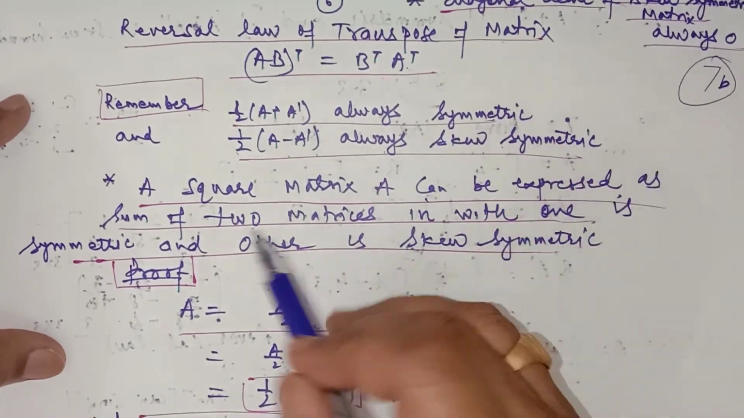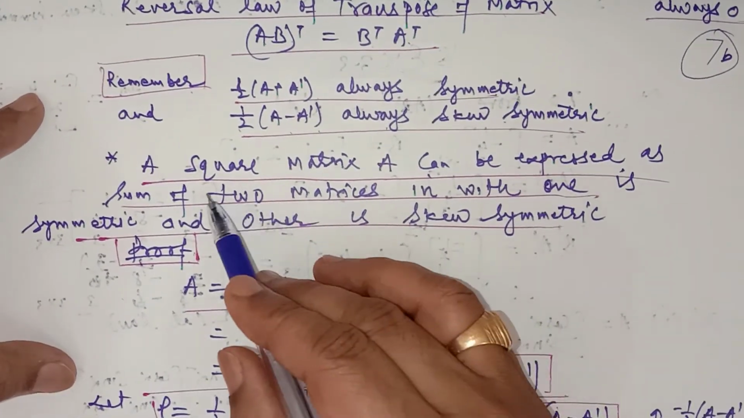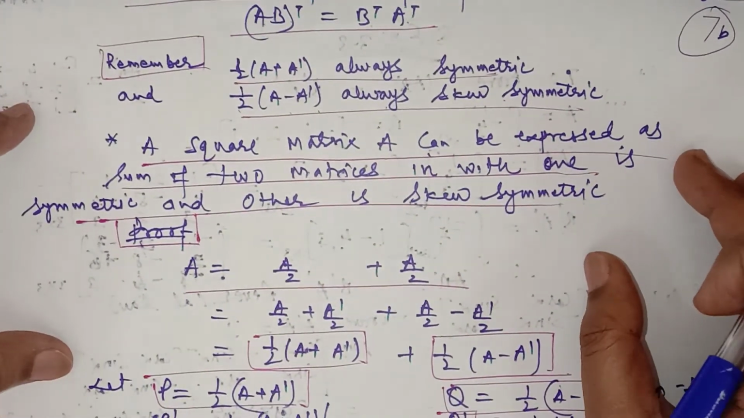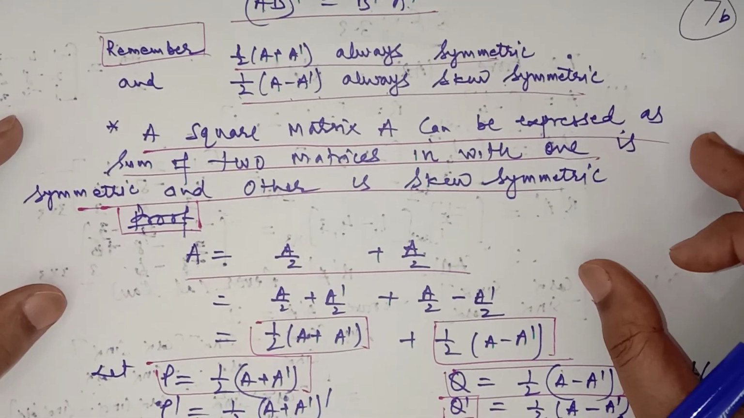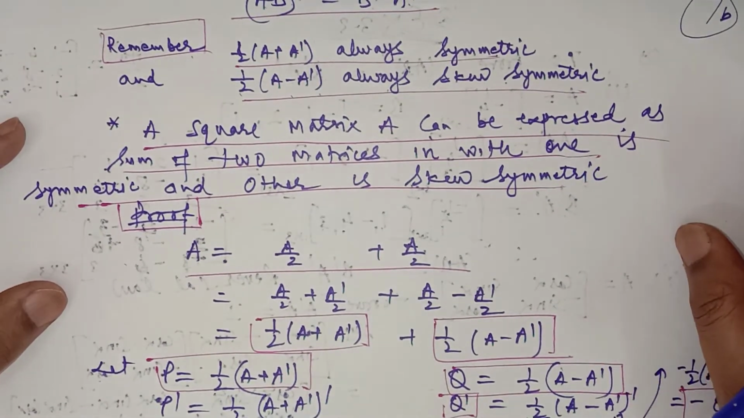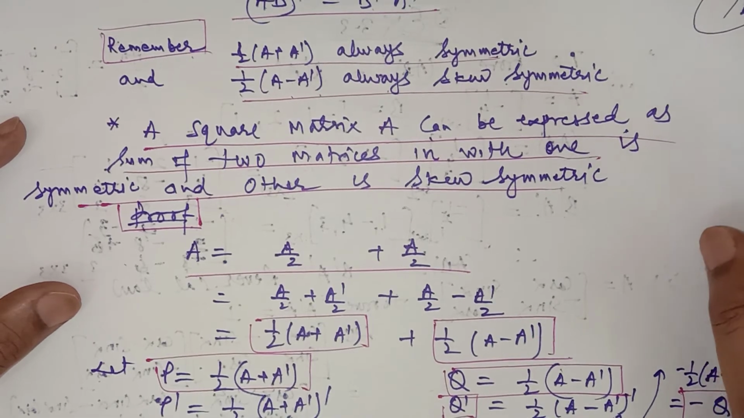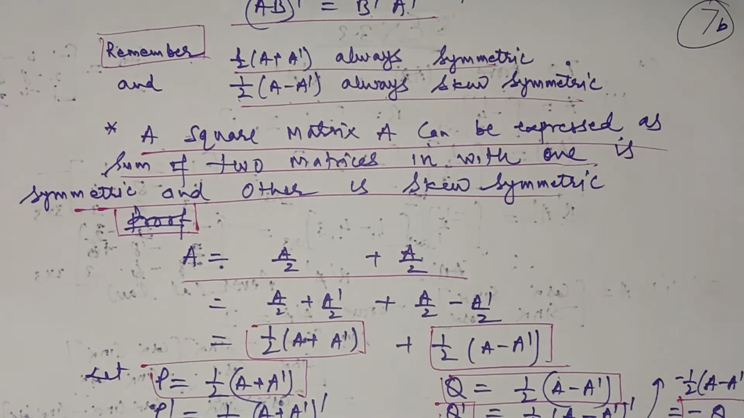We will prove it. Now after that we have a very important theorem: a square matrix can be broken up into two matrices, in which one is symmetric and another is skew symmetric. We have to prove this theorem. You have to prove it.